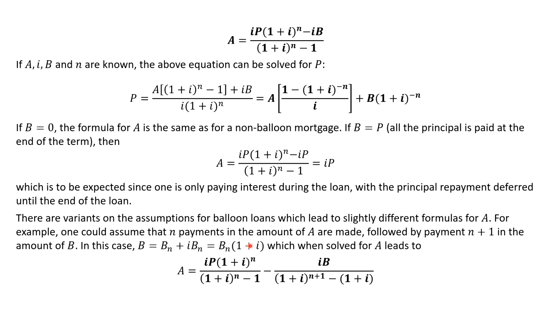And then when you solve for A, plugging in the formula for B sub N here, which I didn't go through the details, you would get this different formula. So this is basically by extending out one more period and paying the balloon at that very last period. So that's another approach. Now on the next slide, I'm going to give an example, but I'm going to use the initial approach we talked about and not this variant here.